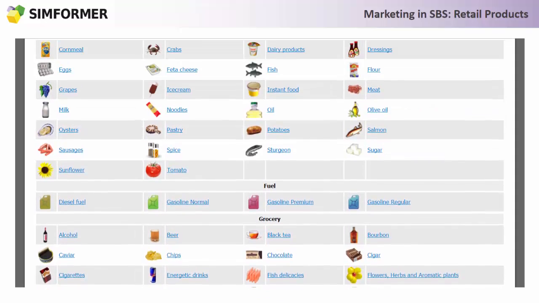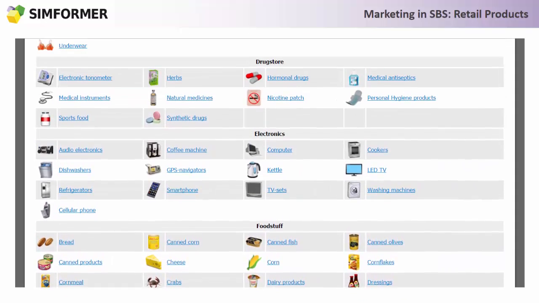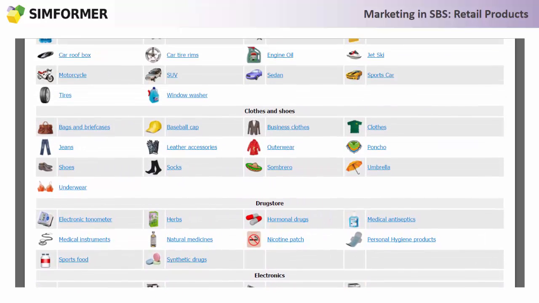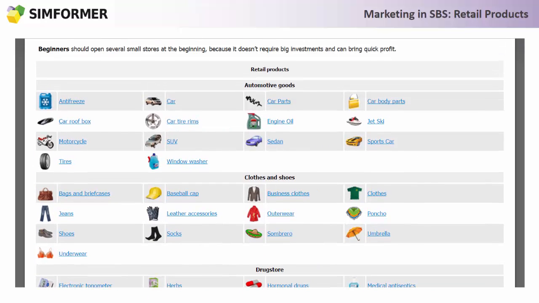Now take into consideration that all these can be provided in one store at the same time, meaning the product mix can vary from store to store, and it's absolutely up to you what you want to sell and at what price and what will be the final product mix available. If you want to make a very small specialized store, it's up to you. If you want to make a supermarket, it's also possible.